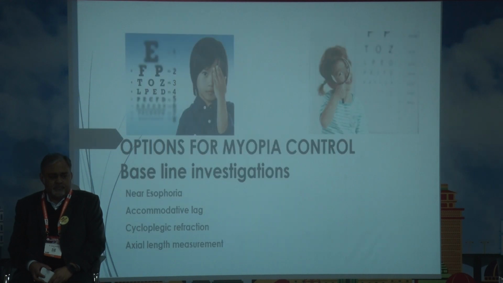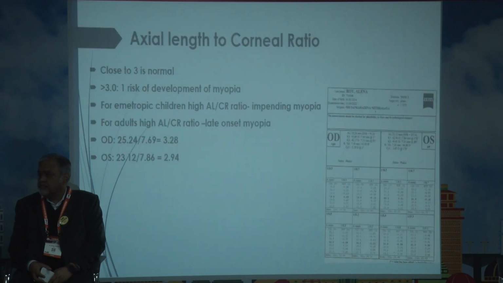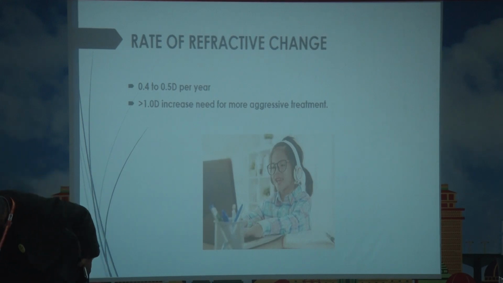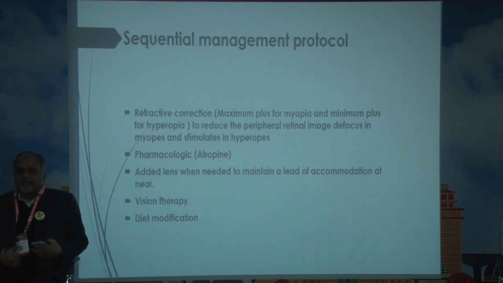So what are the options? You do thorough baseline investigations for near esophoria, accommodative lag, cycloplegic refraction, and the axial length measurement. When we do a biometry, there is this axial length to corneal ratio. When it is more than 3, there is a risk of development of myopia. It is a predictive factor. You can always inform your patients that there is a tendency for increase in myopia. And again, when the myopia increases by more than 1 diopter per year, it needs more aggressive treatment.